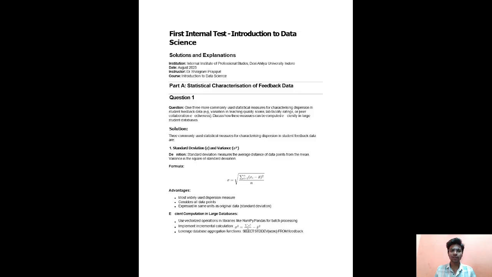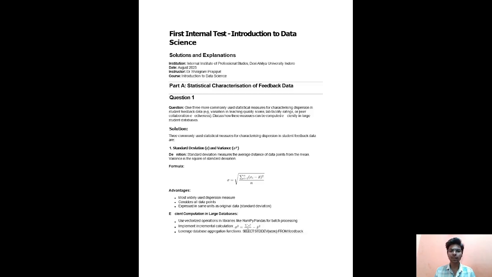Part A is statistical characterization of feedback data. The first question says: give three commonly used statistical measures to characterize dispersion in student feedback data, such as variation in teaching quality scores, lab, faculty rating or peer collaboration effectiveness. Discuss how these measures can be computed efficiently in a large student database.